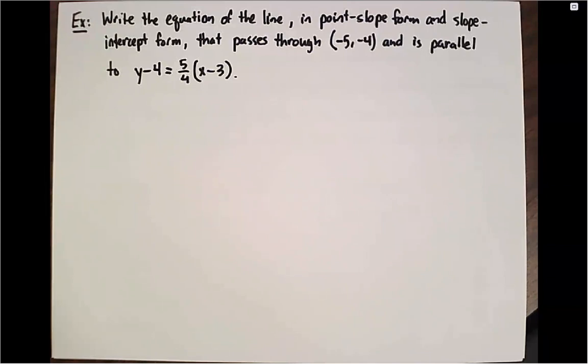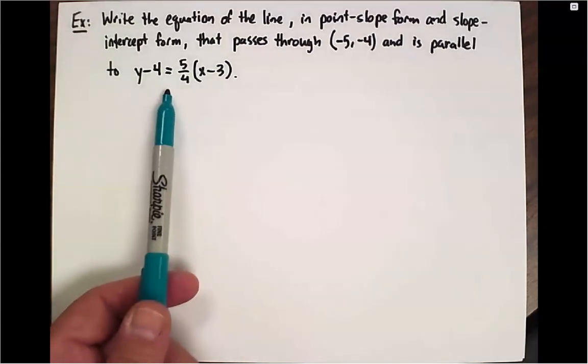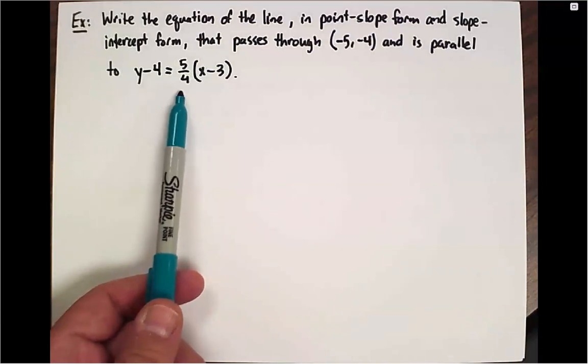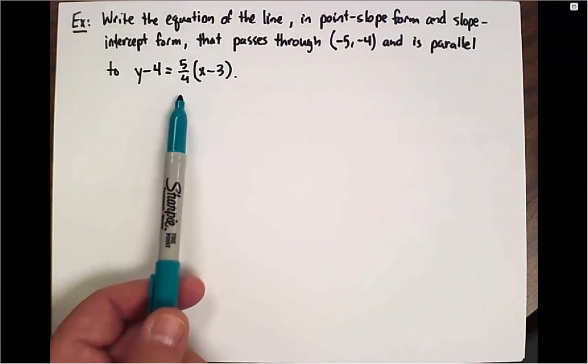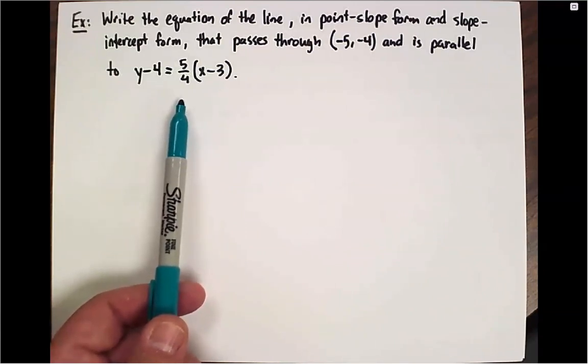So let's write the equation of the line in point slope form and slope intercept form that passes through the point negative 5, negative 4, and is parallel to the line whose equation is y minus 4 equals 5 fourths times x minus 3. What form is this? That ain't slope intercept, and it ain't standard. It's point slope. In this case, the slope is sitting here staring me in the face too. What's the slope of this line? 5 fourths.